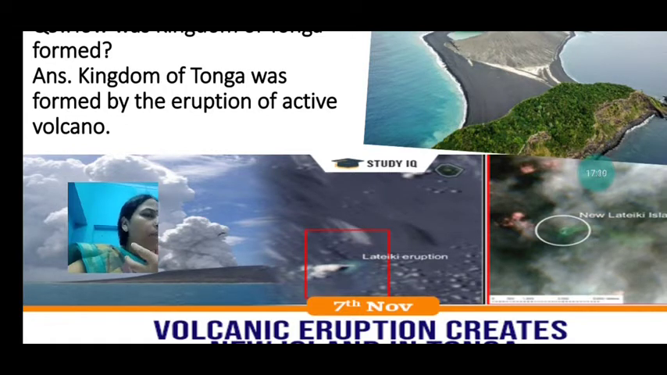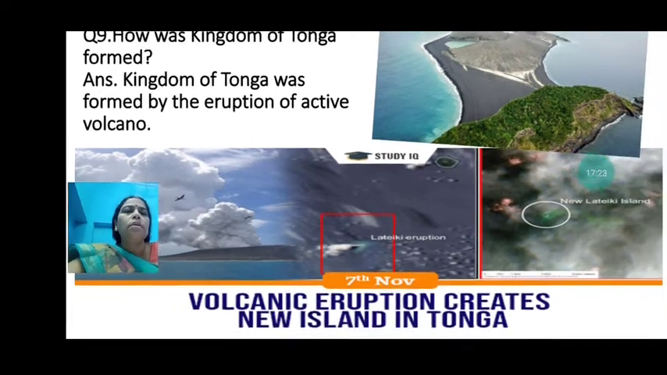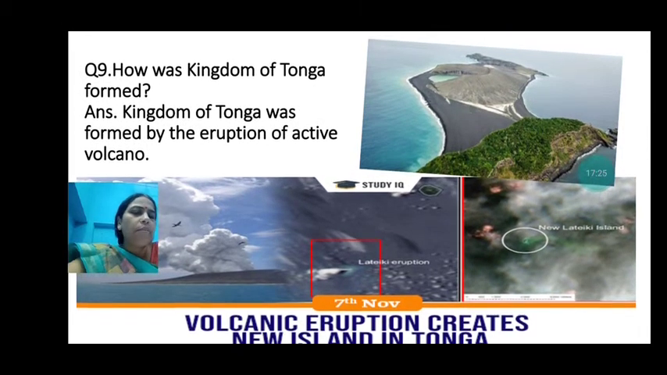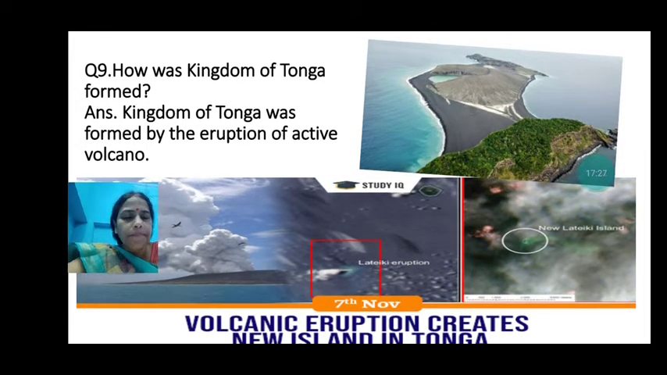When the volcano erupted, it gave out lava. Sorry, the molten magma came out, and the lava was spread everywhere, and due to that the island was formed. You know what an island is? An island is a place which is covered from all sides with water.